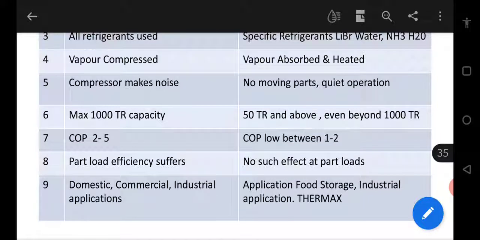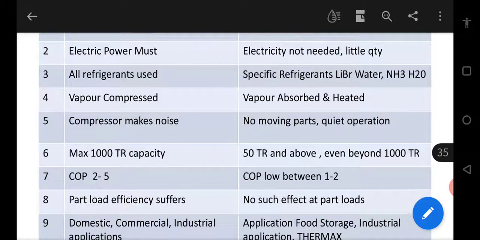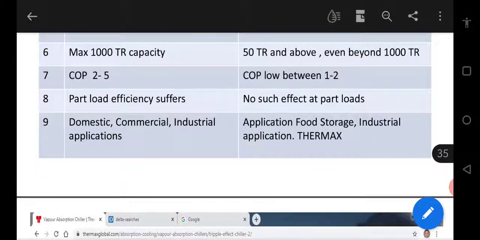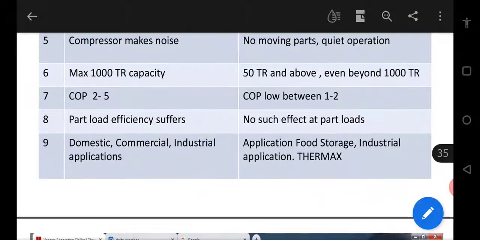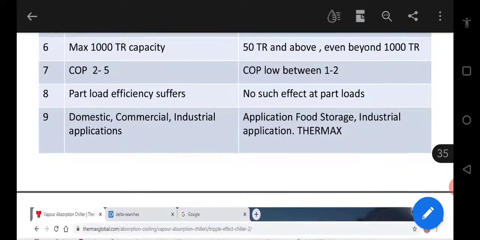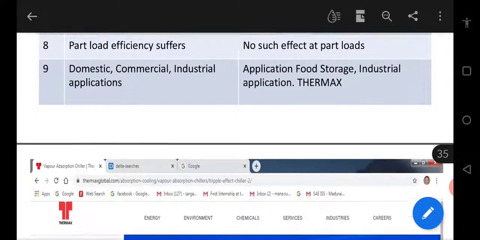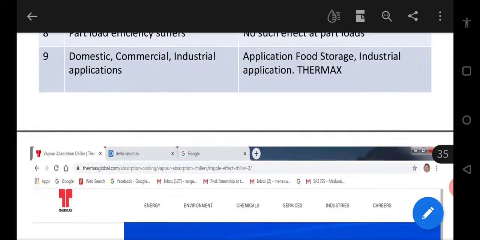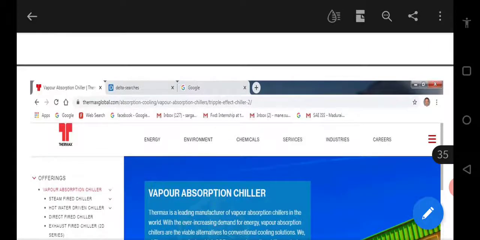And these are only 1000-ton capacity maximum. But as I told, vapor absorption is used for 50 ton and above, even beyond 1000 tons refrigeration. COP is very high, 2 to 5, whereas the COP of the other is very low actually, even less than 1. The part load efficiency suffers there, but here there is not much effect on part load efficiency. And these are used for domestic, like your fridge, your house AC, ATM AC, and industrial application, but these are mainly used for food storage and industrial application.